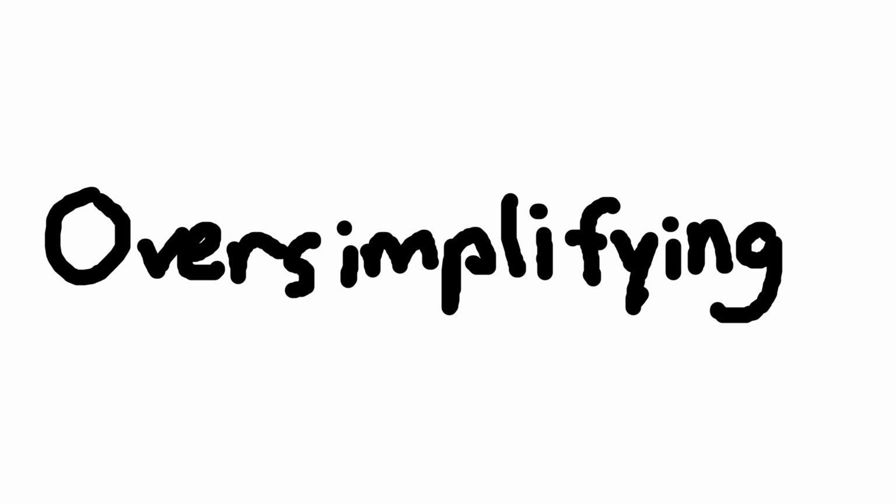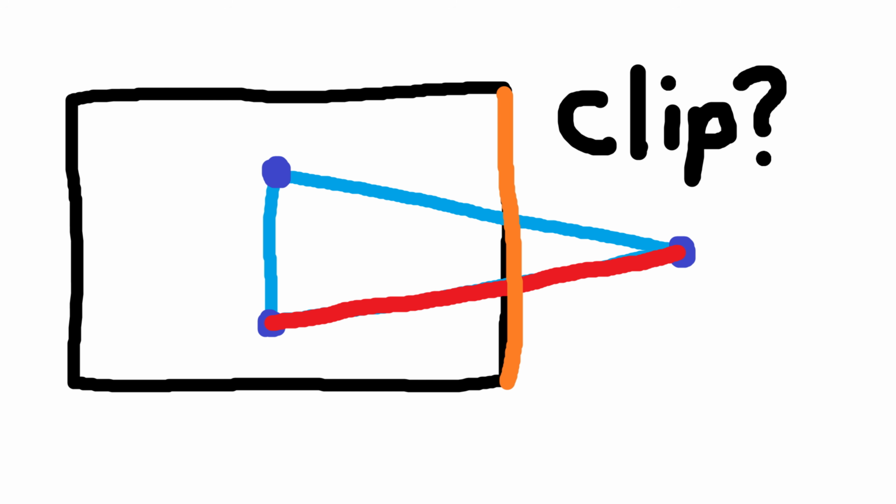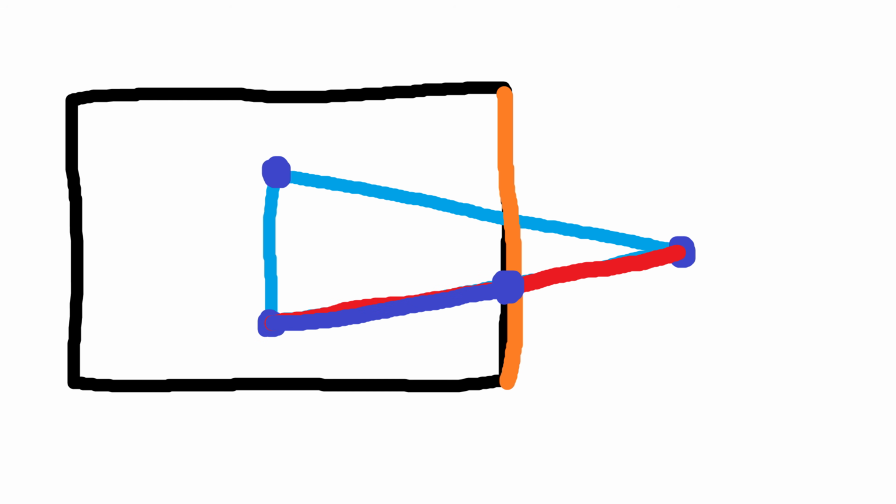I'm oversimplifying, but essentially what the Sutherland-Hodgman algorithm does is it goes through every side of the polygon you're clipping and one side of the polygon you're clipping with, and it checks whether that side needs to be clipped or not. And then it repeats this with the new polygon for every single edge.